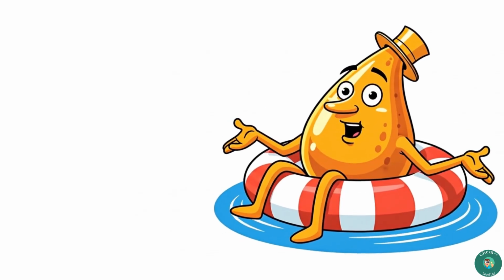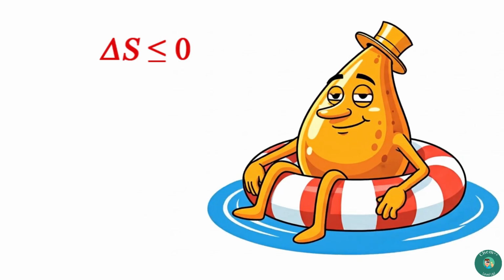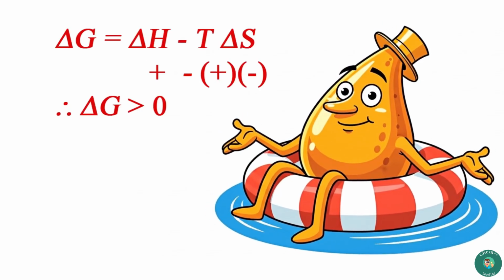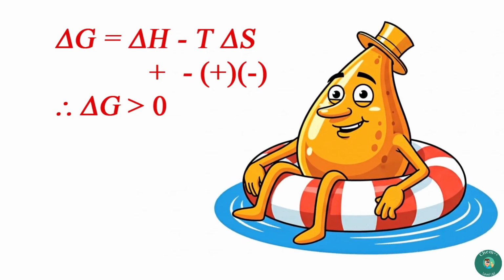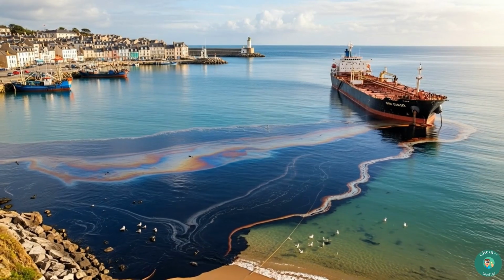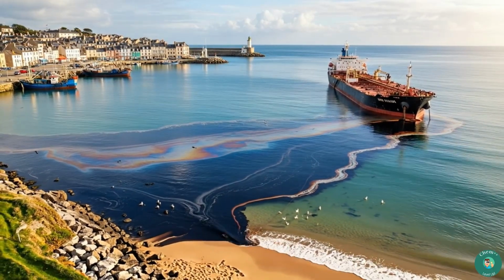The net entropy change, delta S, is therefore small or even negative. Combined with the unfavorable energy balance, the overall Gibbs free energy, delta G, remains positive. The system avoids mixing and instead separates into distinct phases.